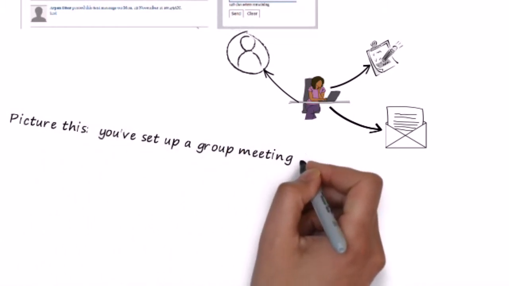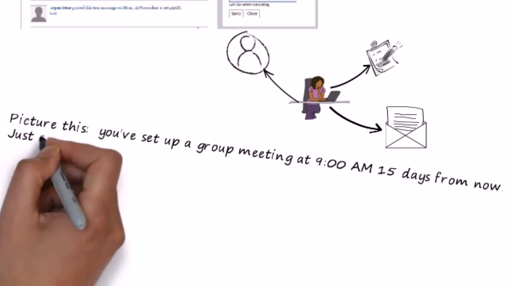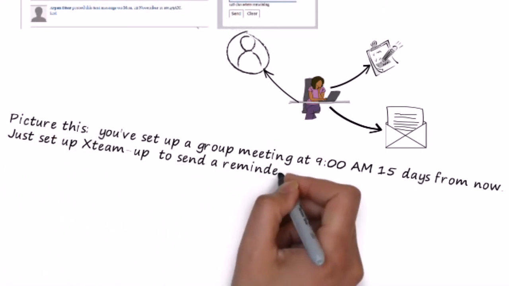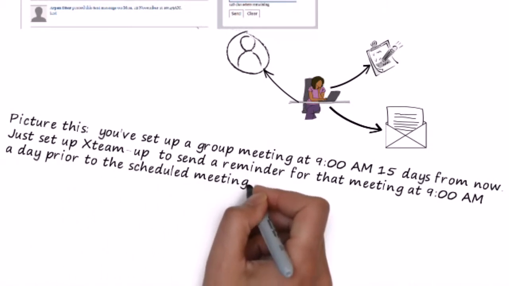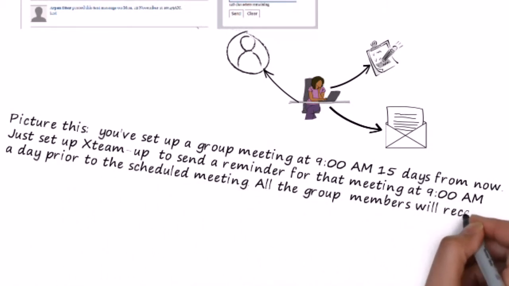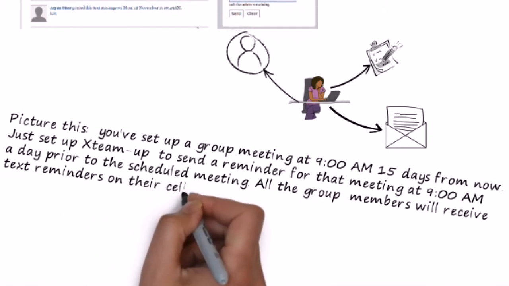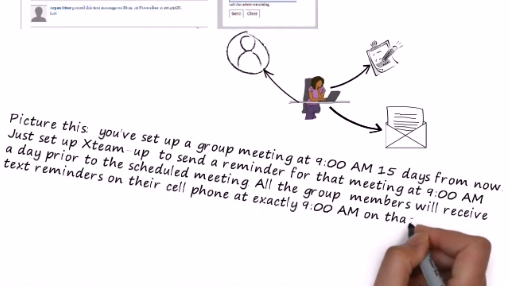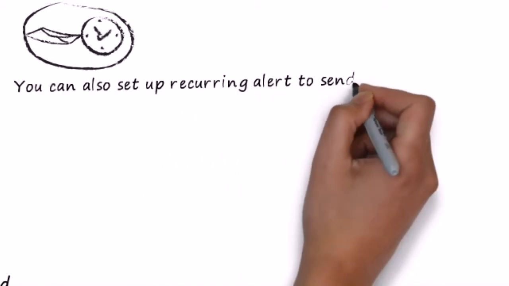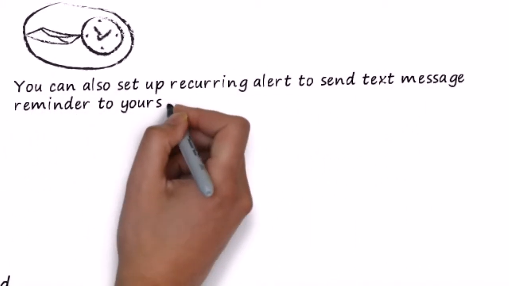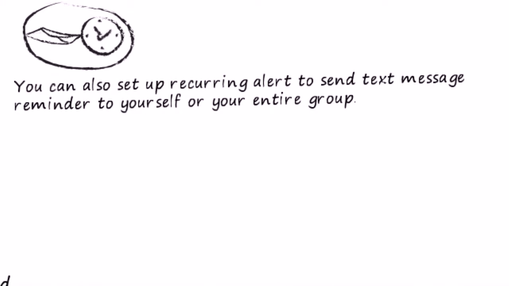Picture this. You've set up a group meeting at 9 a.m. 15 days from now. Just set up XTeamUp to send a reminder for that meeting at 9 a.m. a day prior to the scheduled meeting. All the group members will receive text reminders on their cell phone at exactly 9 a.m. on that day. You can also set up recurring alerts to send text message reminders to yourself or your entire group.